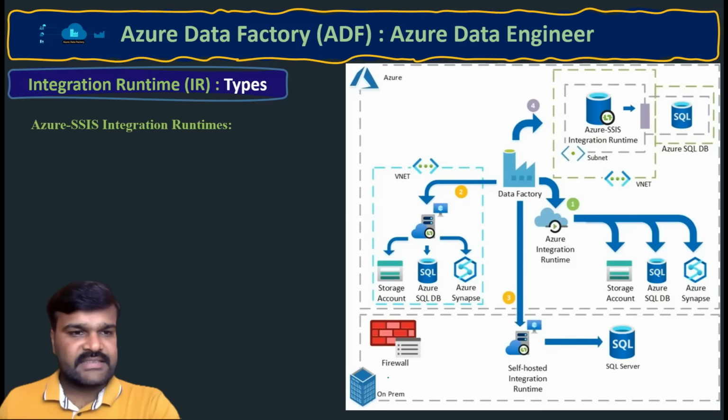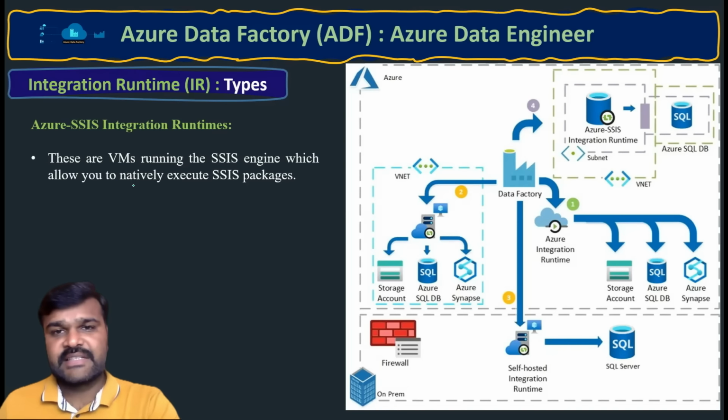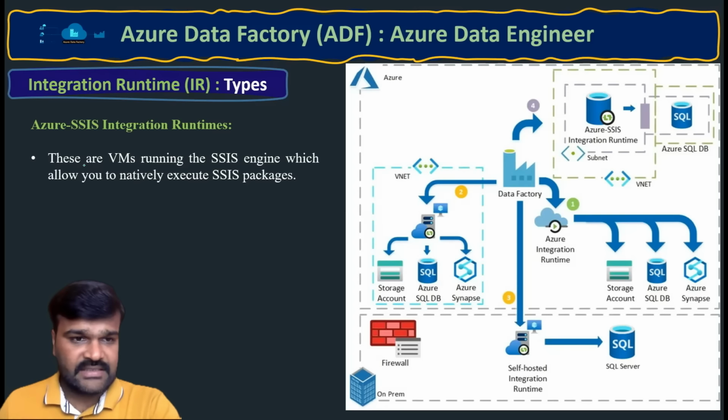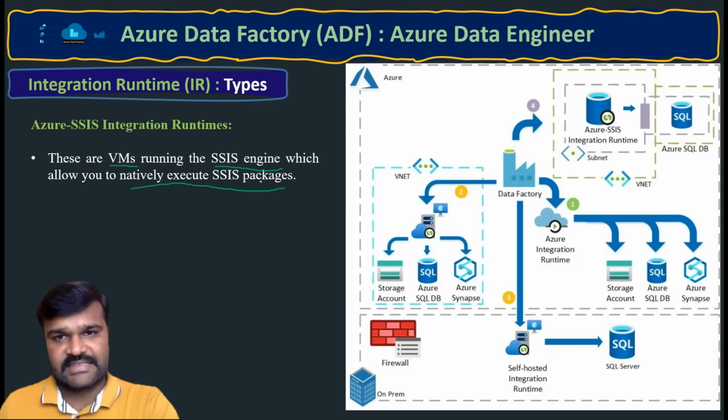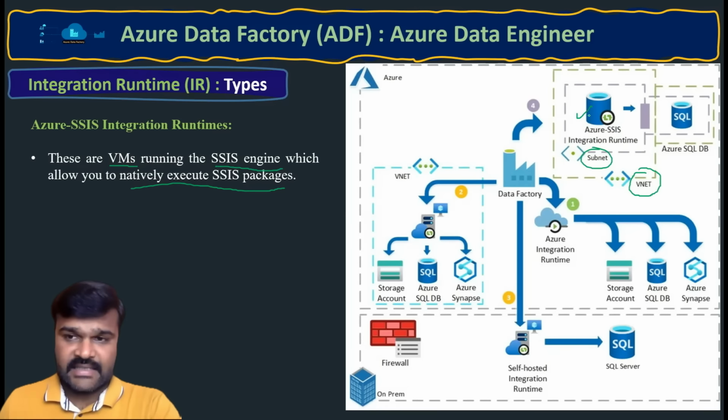And the other one, as you can see in the diagram, is the Azure SSIS integration runtime. This is especially for lifting and shifting SSIS packages. These are virtual machines running the SSIS engine, which allows you to natively execute SSIS packages. In the diagram, this is a virtual network, and this is a subnet. In that, you are going to have an SSIS package IR.